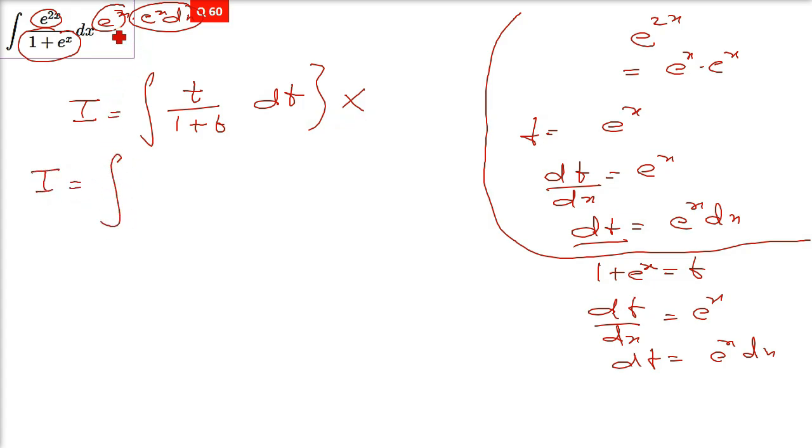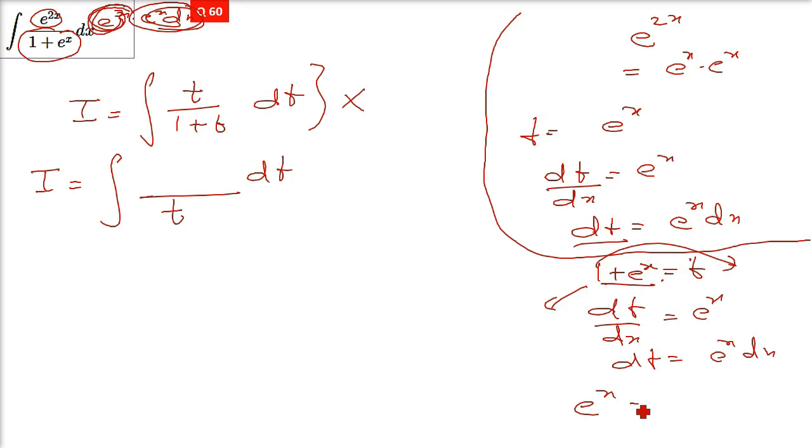The right way is e raise x dx, this is dt. Now e raise x divided by 1 plus e raise x. 1 plus e raise x is t, so it is in the denominator. E raise x from here. 1 plus e raise x equals t.